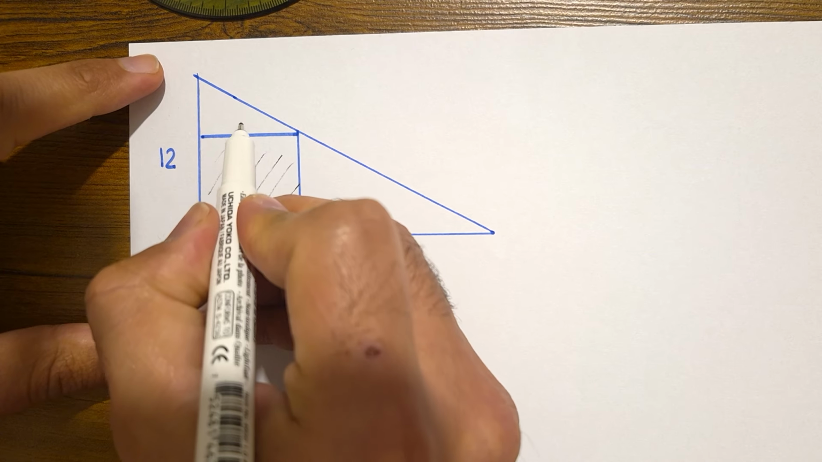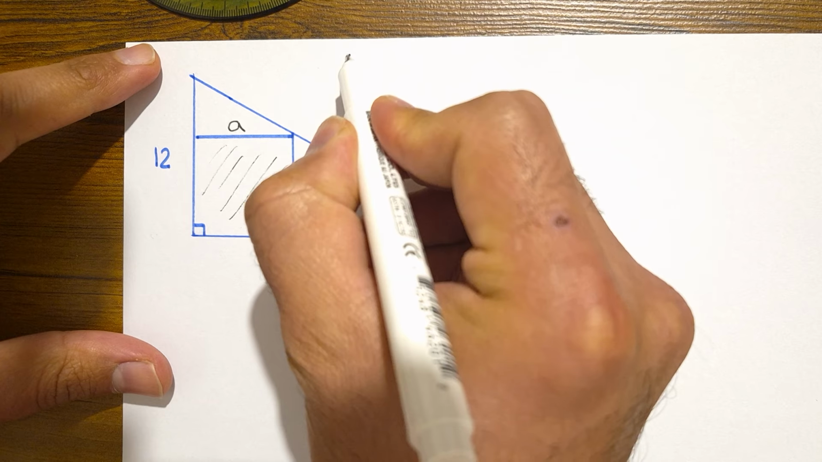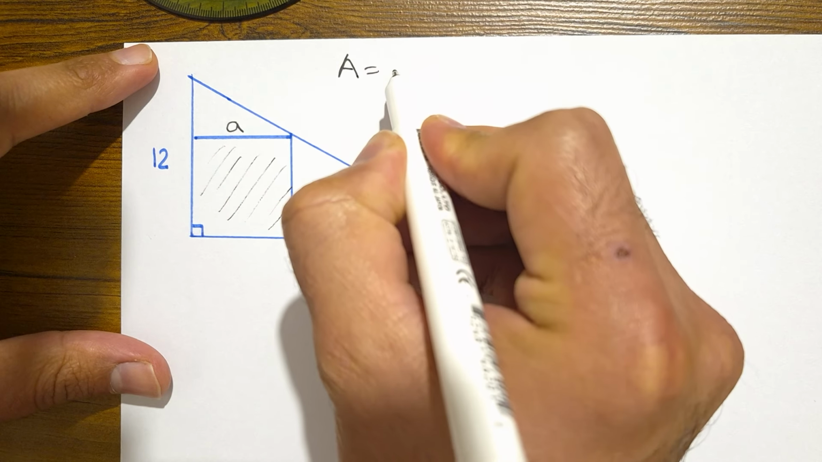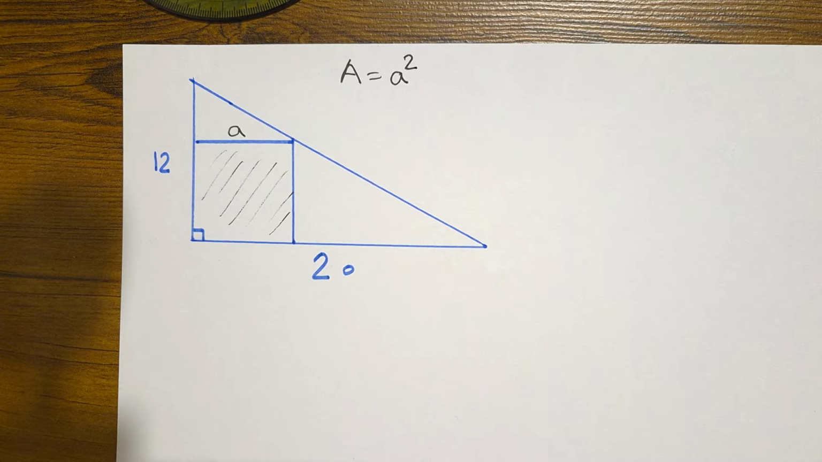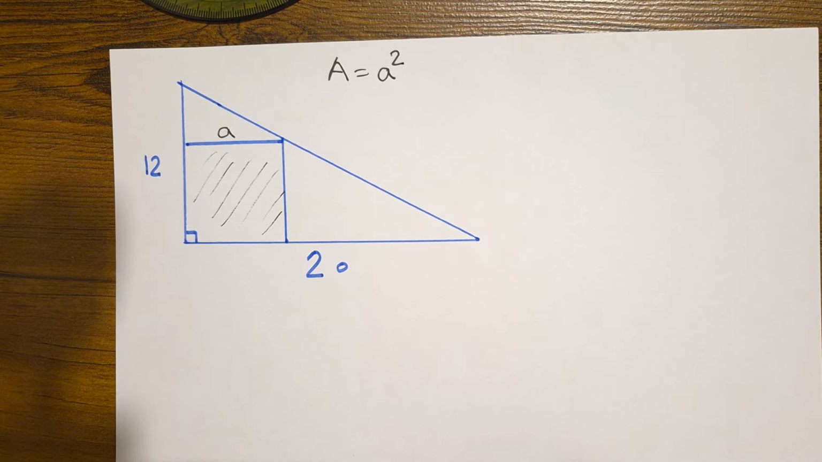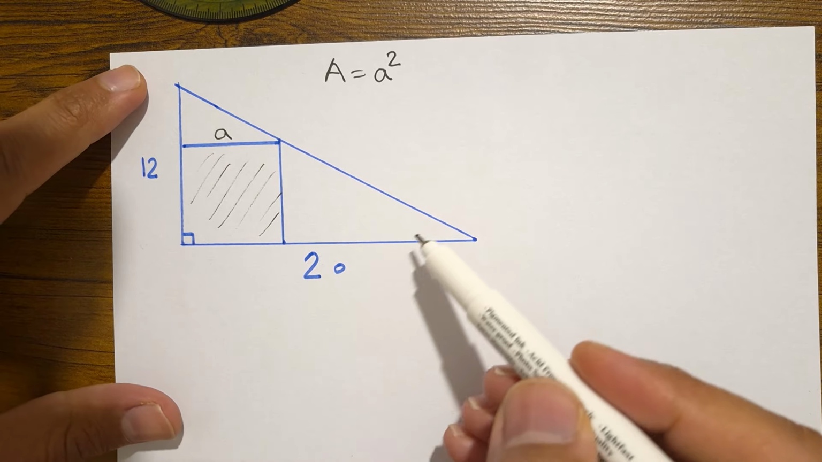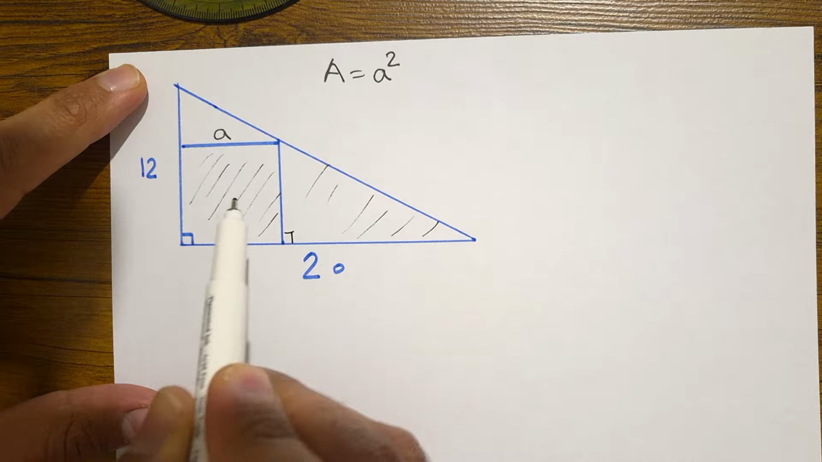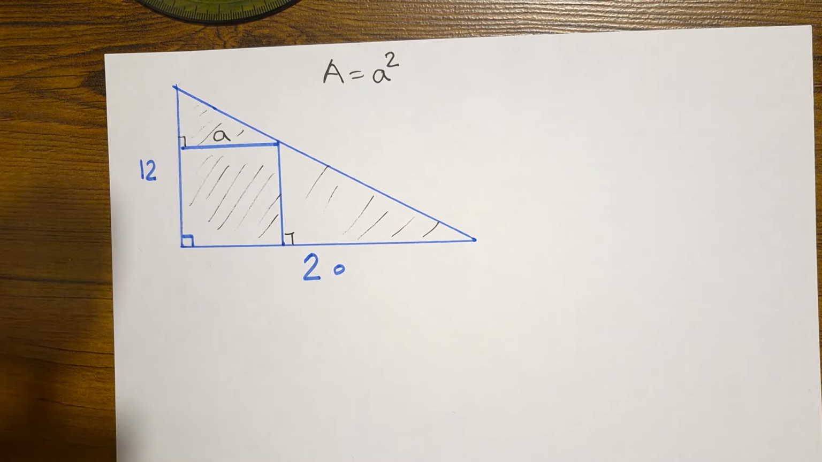So let's just name the side of this square as A. We know that the area of a square equals the side squared. So in other words, A squared. So if we can find the value of A, then we can calculate the area. So let's just focus now on these two triangles that are also right triangles because this is a square. So let's just focus on these two triangles.